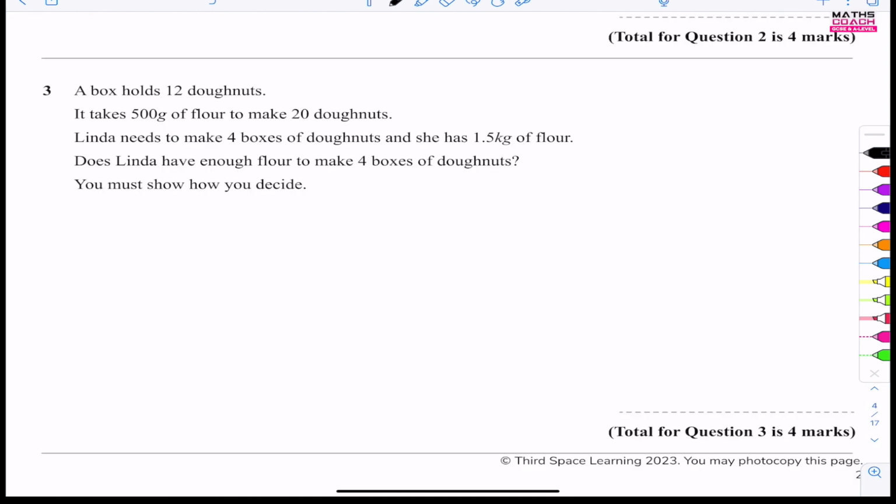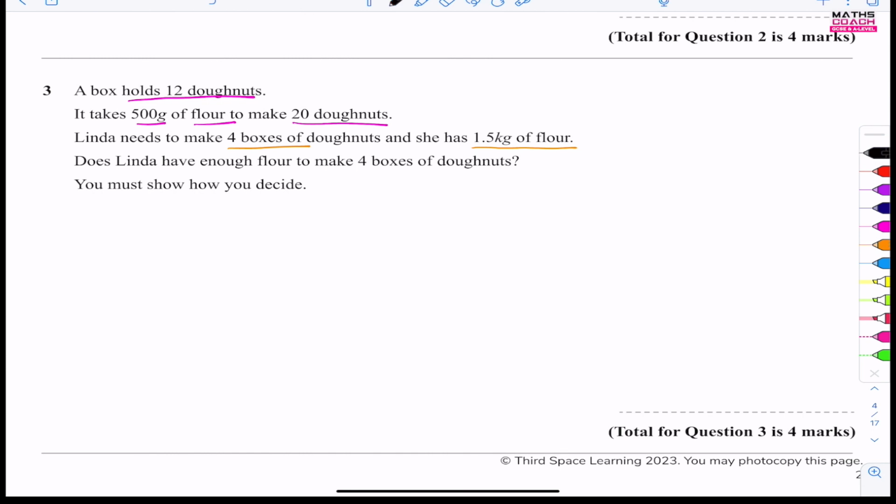Okay, question number 3. A box holds 12 donuts. Let's highlight that. It takes 500 grams of flour to make 20 donuts. Linda needs to make 4 boxes of donuts, and she only has 1.5 kilograms of flour. Does Linda have enough flour to make 4 boxes of donuts?